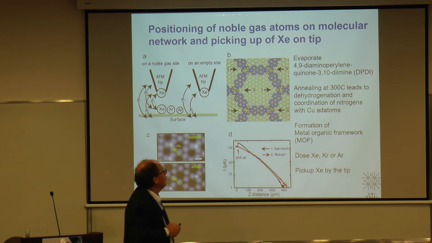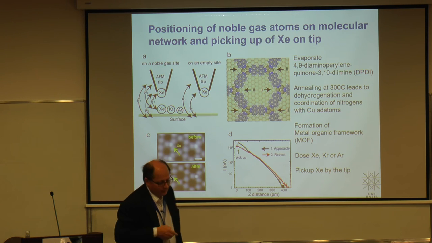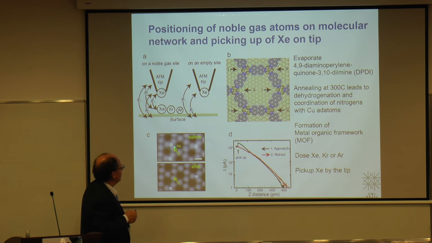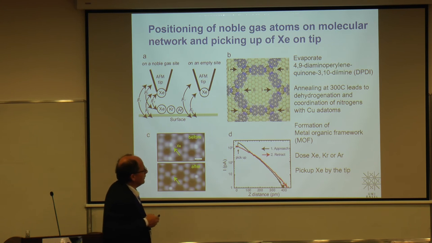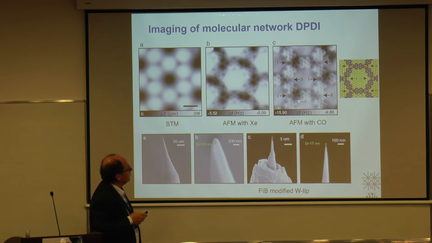Okay, so here a bit more details. The sequence is shown here. The first thing is to pick up a xenon. So you have this network, which is created in a similar way as we discussed before with graphene. You anneal at 300°C, and then you have these copper trimers where the xenons like to sit. So you deposit some xenon from the gas, and then you pick up one, so then it's on the tip. That's the first stage. You can tell that from a little jump in the current and also in the force.